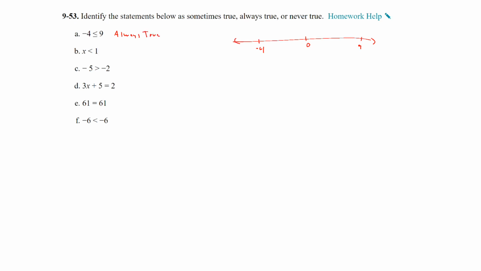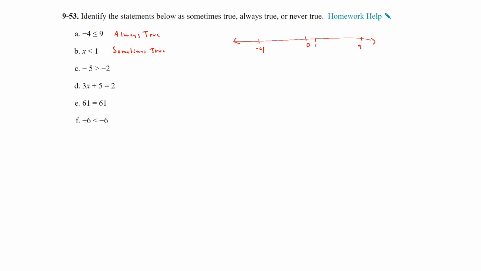B, x is less than 1. Well, it depends on what x is. Any values less than 1 are to the left of 1. So as long as we have that, we have numbers that work sometimes, and sometimes numbers that don't work. So this would be sometimes true. It depends on what x is.